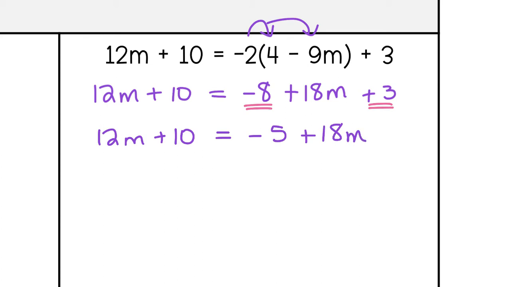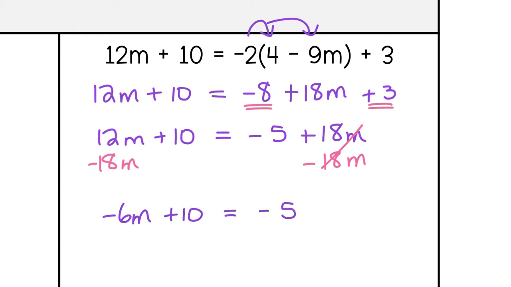Okay, now we want to rearrange. We want to move the variable to where it's only on one side. So this 18m on the right-hand side, I'm going to subtract it. That way it can cancel, but I need to do that to the other side also. 12 minus 18 is negative 6m plus 10 equals negative 5. Okay, now let's move that 10. Since it's positive, we're going to subtract.